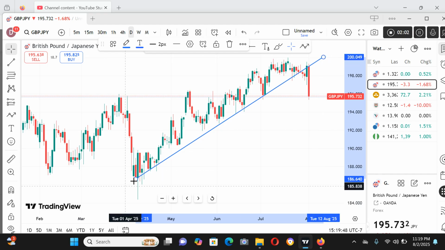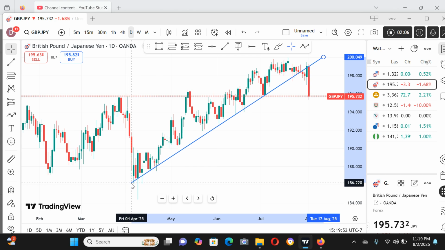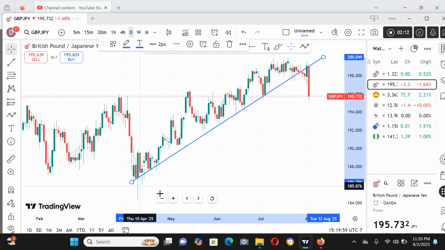In drawing a trend line that is going upward, you only need two troughs. We have one trough, another one here, another one here, and we have so many of them. We can see that the market has broken our trend line on the daily time frame, retraced, and is going down aggressively.